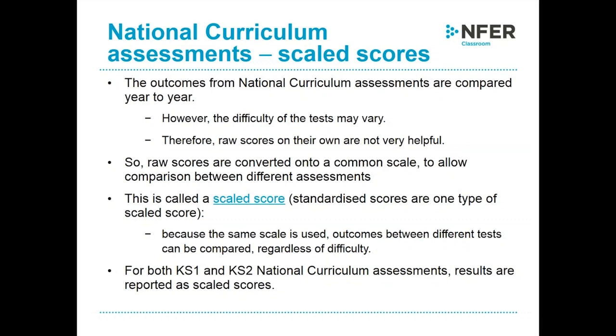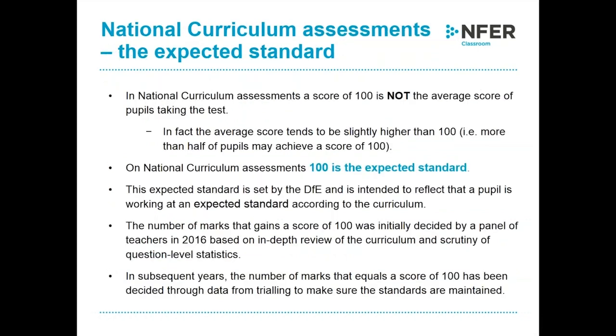So while we're talking about scaled scores and national curriculum assessments, it will be helpful to talk about the expected standard. In national curriculum assessments, a score of 100 is not the average score of pupils taking the test. In fact, the average score tends to be slightly higher than 100, i.e. more than half of pupils may achieve a score of 100. On national curriculum assessments, 100 is the expected standard. And this expected standard is set out by the Department for Education and is intended to reflect that a pupil is working at an expected standard according to the curriculum.